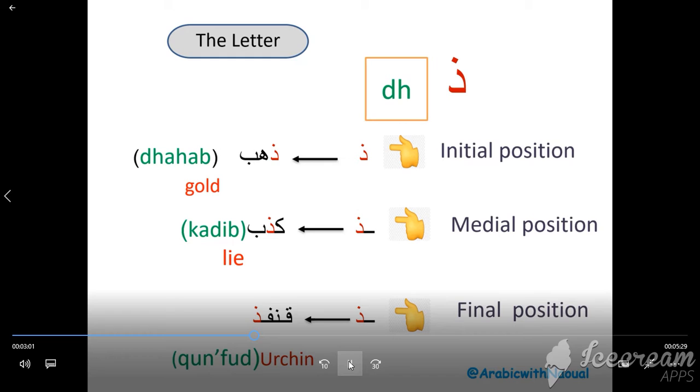The letter Dhal is like the letter Dal. In the initial position it is written like in the word ذهب, in the medial position like in the word كذب, in the final position like in the word قنفذ.